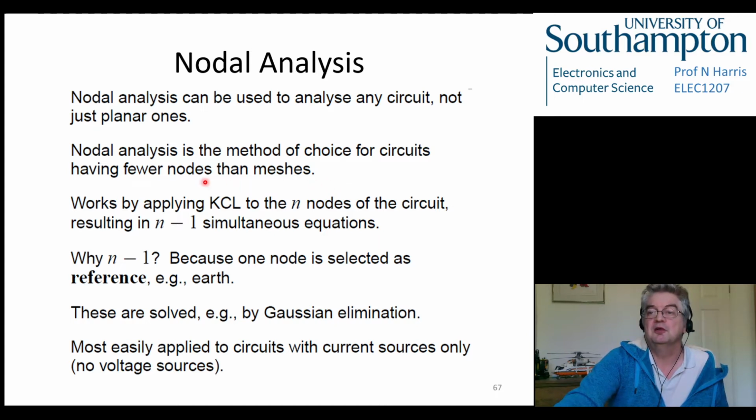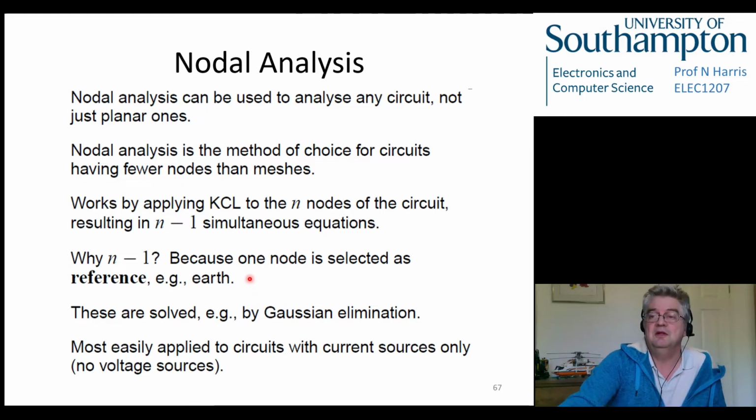This one works by applying Kirchhoff's current law to the n nodes of the circuit, resulting in n-1 simultaneous equations. Why n-1? Because one node, as we shall see, is selected as a reference, and we know what that is because it's a fixed potential. It could be ground, could be earth, could be anything really. It's just definitions.